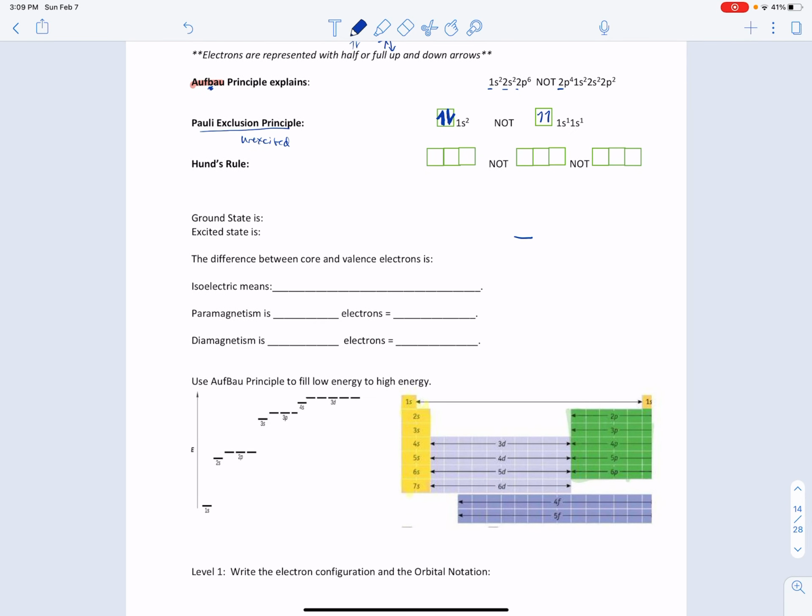The third principle is Hund's Rule. This is often called the bus rule, because if you get on a bus, you are more likely to fill an empty seat before pairing up with someone. So the electrons will fill like this. They won't fill like that. And they won't fill where everyone's up. They won't do that either. They fill singly before they fill with pairs.